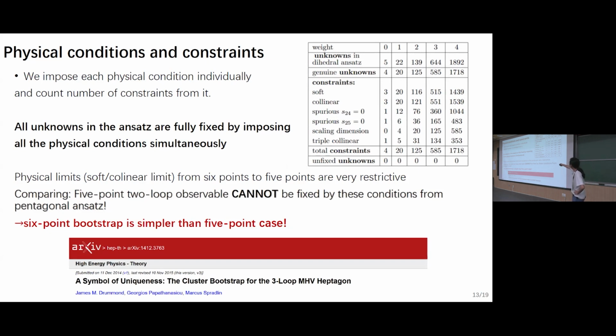And for all these conditions, we list the numbers of constraints from each of the conditions like this. So for our case, it's weight 4, and we have these constraints here. Okay. So the conclusion is, if you impose all these physical conditions at the same time, you can fix all the coefficients and finally get this observable. And then one thing I think is very interesting in this calculation is, you can see that the collinear and soft condition is really strong in this case. If you impose that, in fact, it kills 90% of the coefficients.